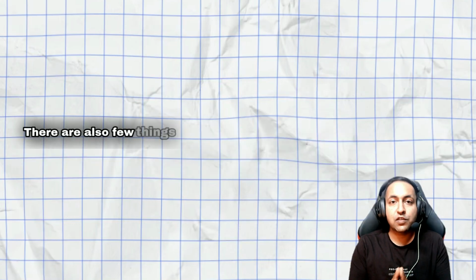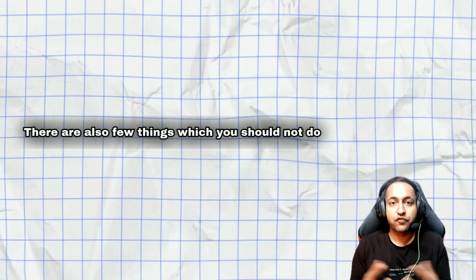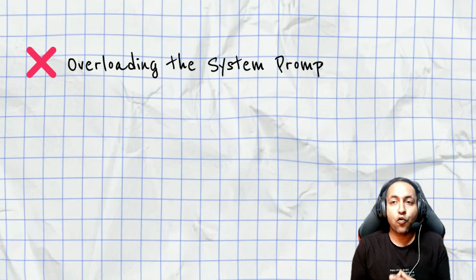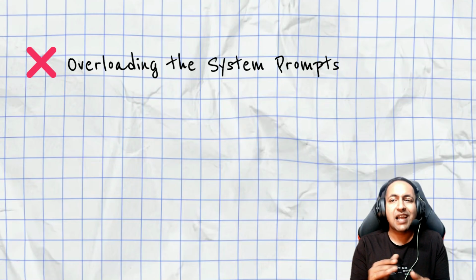There are also a few things which you should not do with system prompts. For example, overloading the system prompt. I have personally seen many people using like 3000 words of rules. What happens in those cases? The model will lose track of instructions buried in the middle. So, as a general rule of thumb, try to keep your system prompts within 500 words.